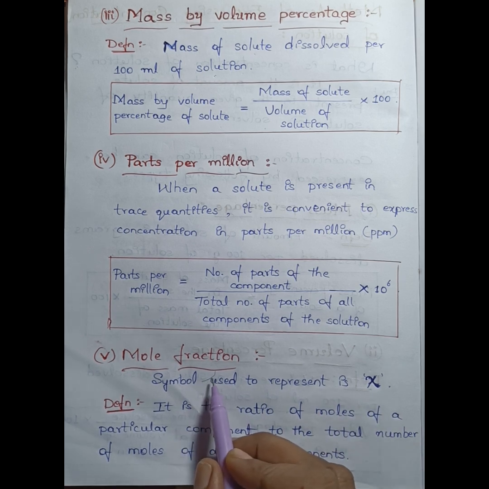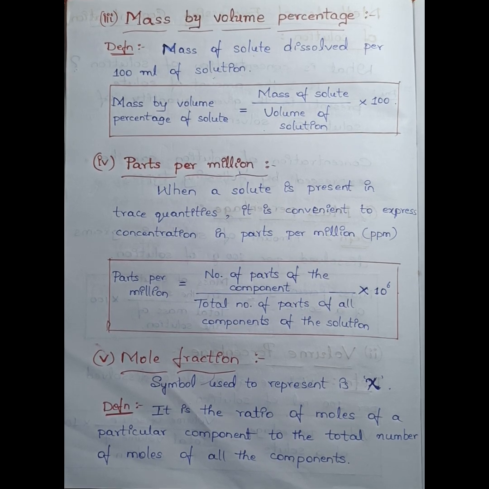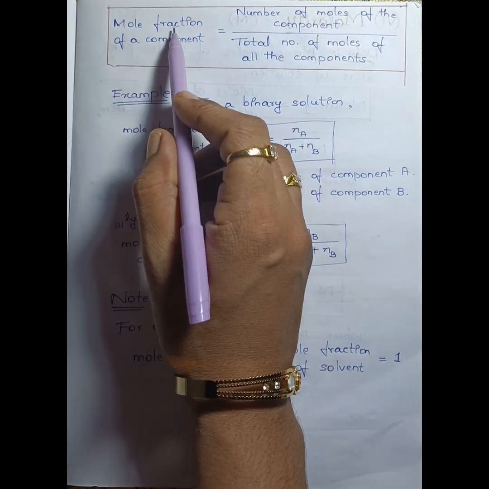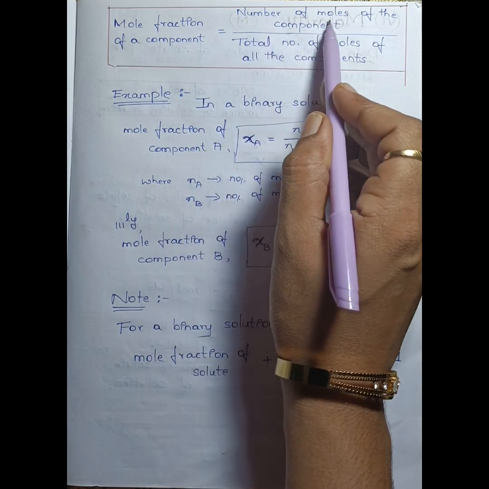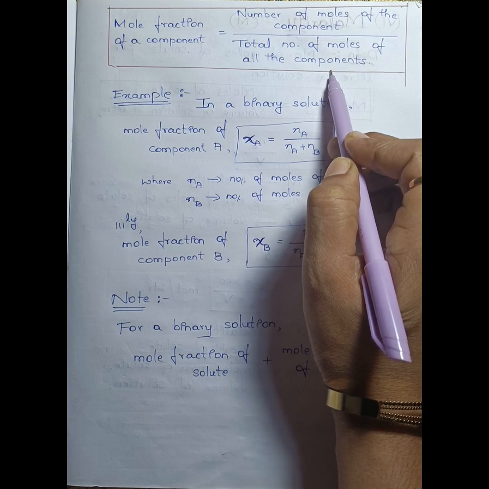The definition for mole fraction is the ratio of moles of a particular component to the total number of moles of all the components. So here guys, we are calculating mole fraction of a particular component. If we consider a solution, there are two or more components, right? So by using mole fraction, we find out the mole fraction of a single component. The formula is: mole fraction of a component is equal to number of moles of the component by total number of moles of all the components.